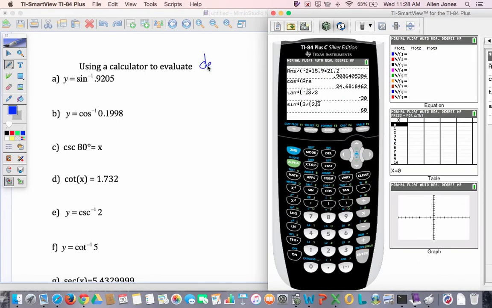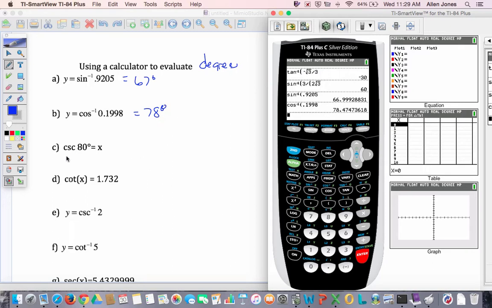I'll go ahead and pull our calculator back. It says use our calculator to evaluate, and we'll go ahead and put those in degrees where necessary. So the inverse sine of 0.9205 gives us about 67 degrees. We'll just make life simple for all these. Inverse sine, go to the nearest degree, 67 degrees. I'll type at least one more in here. So inverse cosine of 0.1998, and that gets us about 78 degrees. 78.47 is 78 degrees, just to make life simple.